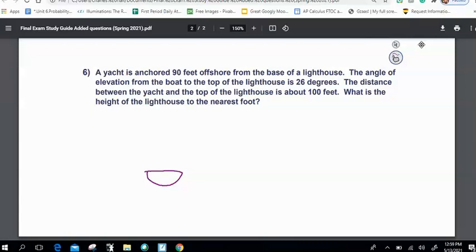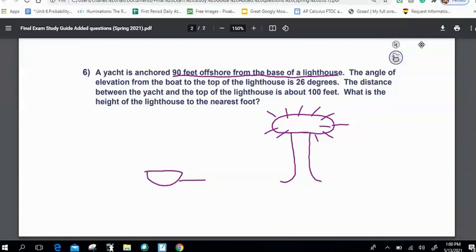Our yacht is anchored 90 feet offshore from the base of the lighthouse. So here we're going to have our lighthouse, and our light shining, kind of like a mushroom cloud explosion. Sorry, that's not supposed to be what it is though. All right, so that's a lighthouse. So we know the distance from the base of the lighthouse to the yacht is 90 feet.